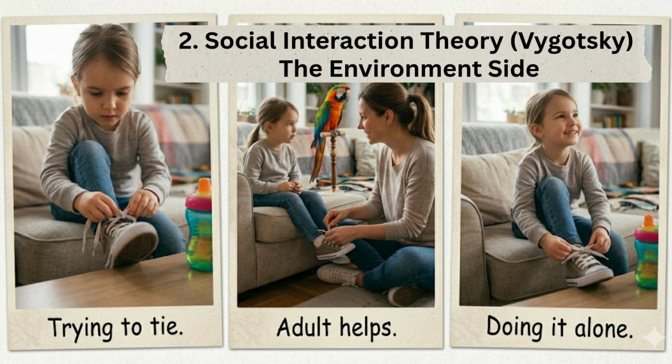2. Social interaction theory by Vygotsky. An adult helps. Then the child does it alone. This is Vygotsky. Language is learned through talking with people. There is a big phrase, zone of proximal development. That means what you can do with help today, you can do alone tomorrow.